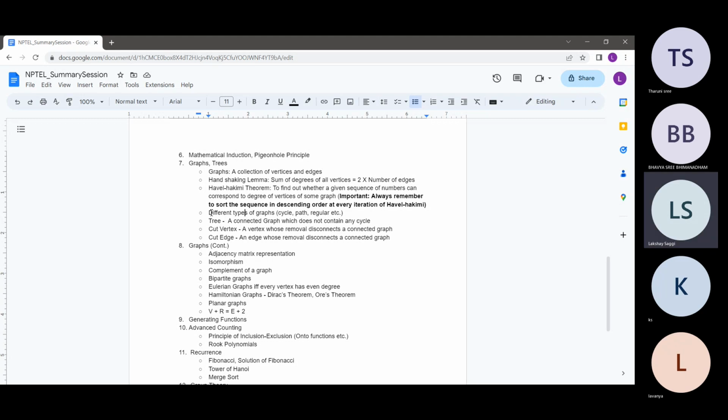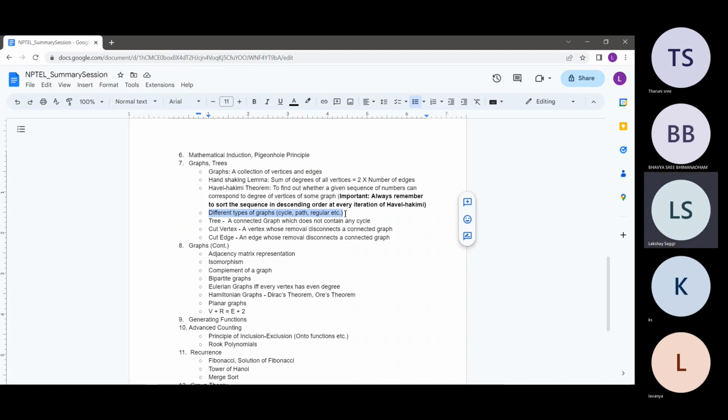And after that, there were examples of different types of graphs which were given. I had discussed these in my problem solving sessions also. So what's a cycle graph? A cycle graph is nothing but a graph which contains a cycle. A path graph is just a graph which contains a path. A regular graph is a graph in which the degrees of all the vertices are equal, etc. So there were different types of graphs introduced in the lectures, and maybe you can look up those definitions as well.